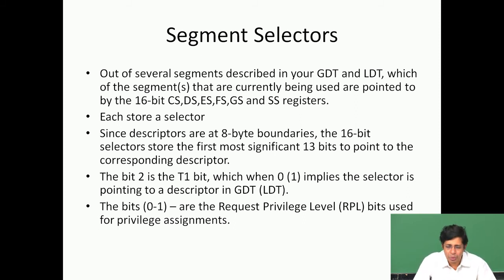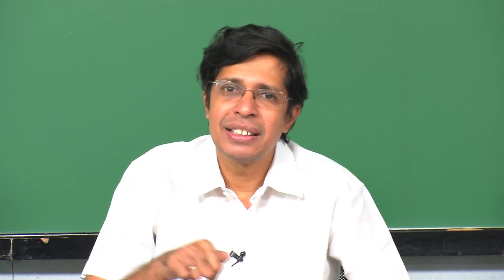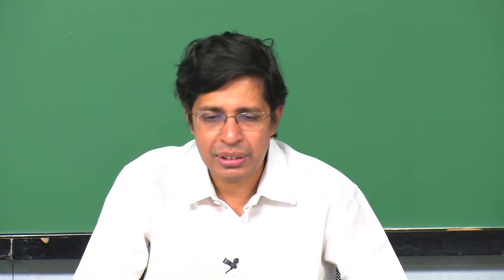Okay. So what is rule 1? The index field of the selector should be within the limits of the GDT/LDT that we are trying to access. Otherwise you raise a general protection fault, which is fault number 13, which we have seen. So where do I set the limit for this? When I do my LIDT or LGDT or LLDT, I set the limit, so that only so many descriptors can be there. If I exceed that, then there is a general protection fault.